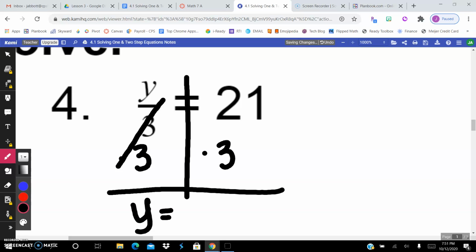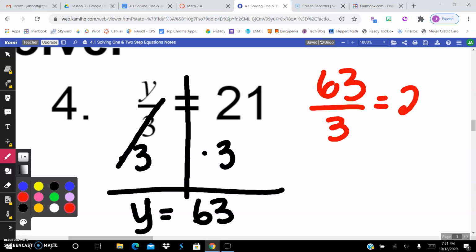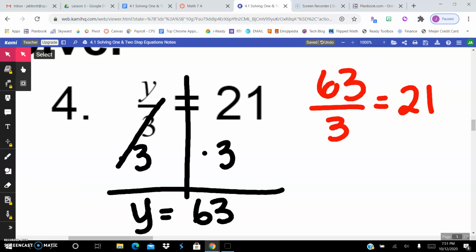And 21 times 3 would be 63. And then we can check our answer just to make sure we have the right answer here. We can do 63 divided by 3 and see if we get 21. And 63 divided by 3 would be 21. So we know we have the correct answer.